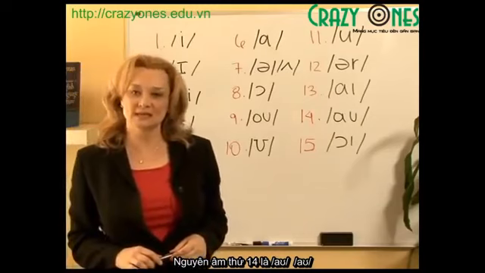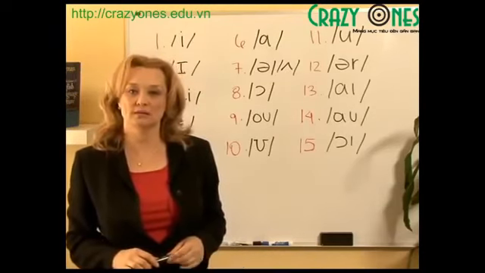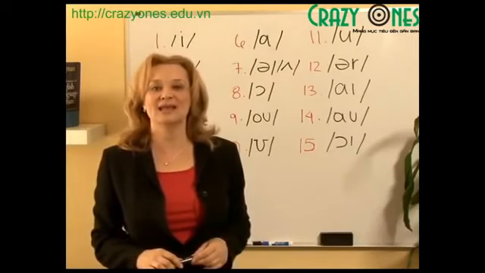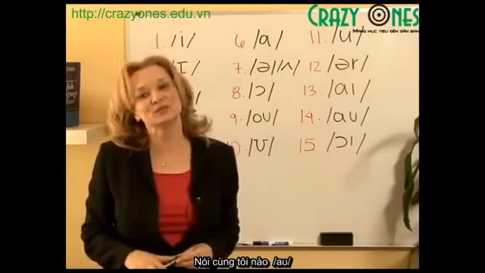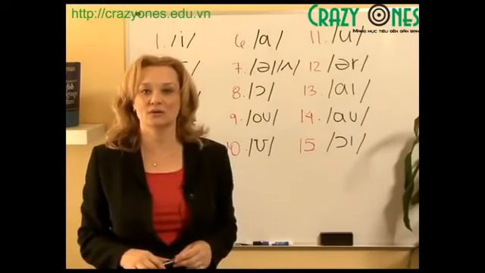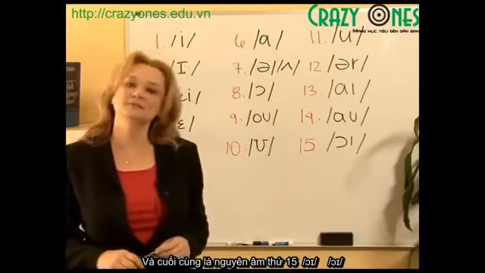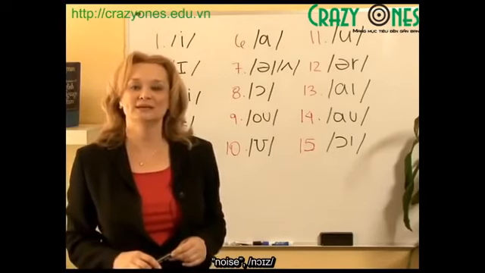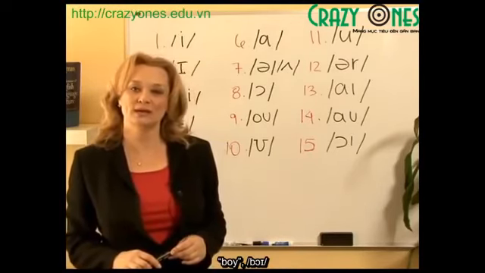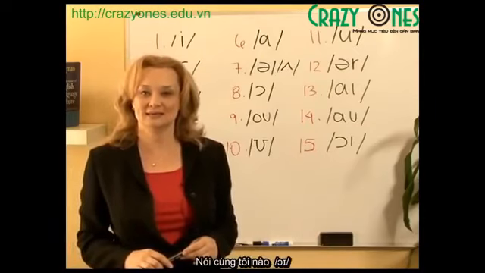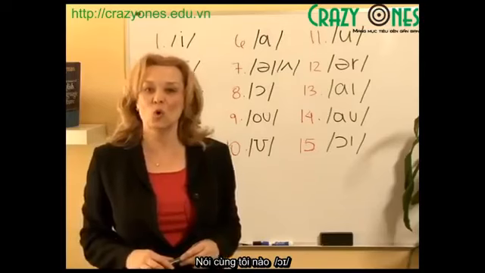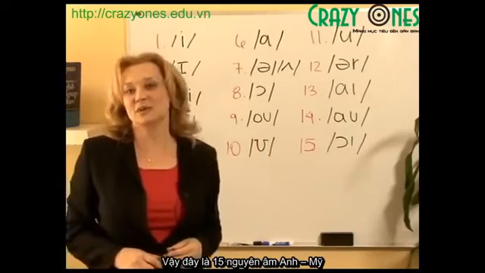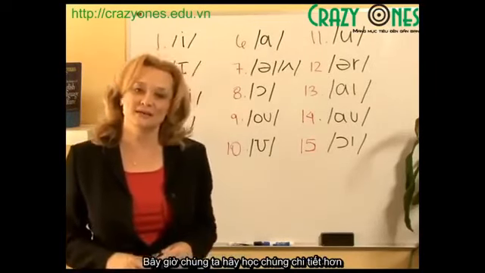Vowel number 14, ow, now, house, brown, announce. Say it with me. Ow. And finally, vowel number 15, oi, enjoy, noise, boy, annoying. Say it with me. Oi. So these are the 15 vowel sounds of American English. Now let's study them in more detail.